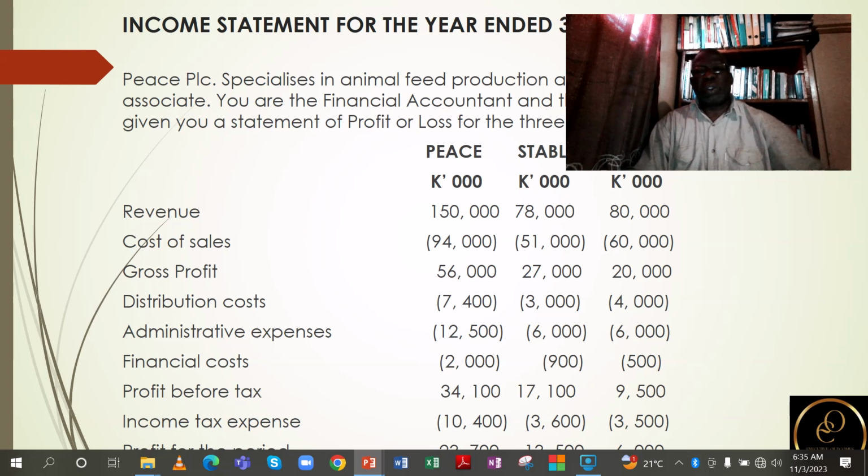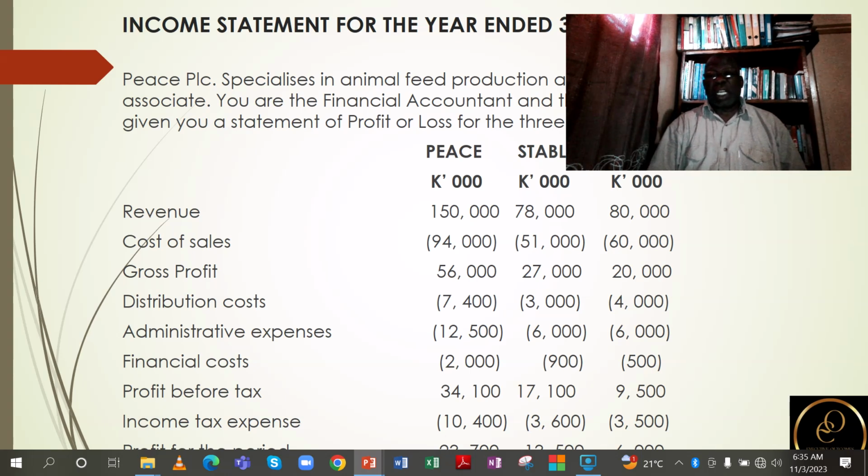Today we are going to look at the consolidation of financial statements, particularly the income statement. We are going to look at a worked example. This has a parent company, a subsidiary company, and an associate. I want to see how we do the consolidation.